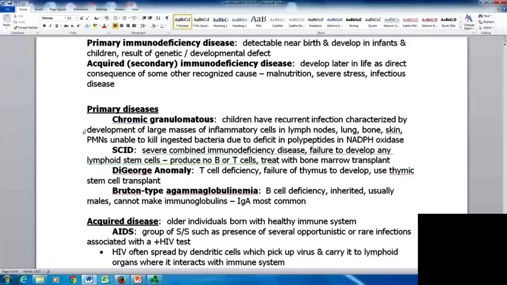With DiGeorge anomaly, this is a T cell deficiency where there's failure of the thymus to develop. So they can use thymic stem cell transplants. And then Bruton type A gammaglobulinemia is a B cell deficiency. This is inherited and usually in males. They cannot make the immunoglobulins. Generally, IgA is the most common one.